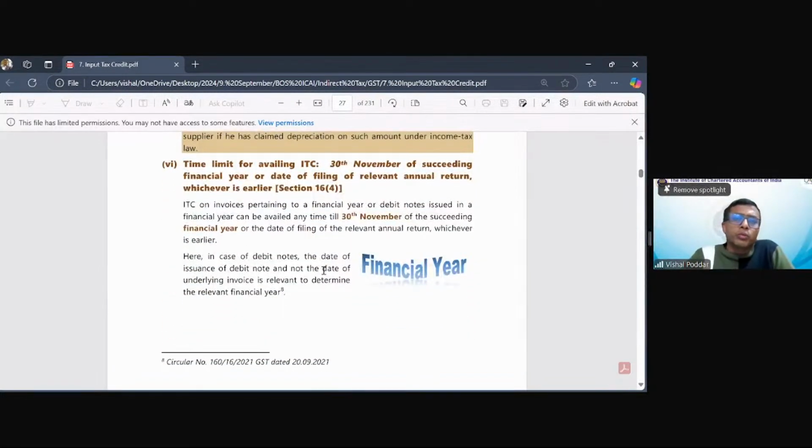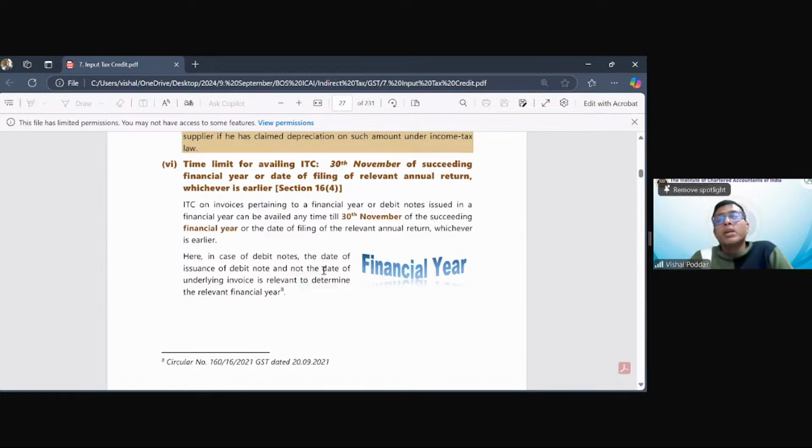Then comes the most crucial condition in all of these, that is the time limit. All the above conditions make me eligible to take ITC. Section 16(2) says I should take ITC. But if I do not take the ITC, that is, I forget to show it in my 3B, it is not added to my credit ledger, that is, I have not taken or availed the ITC, then the law will not help me. The law is saying, I have given you the eligibility to take the ITC. Now it is up to you whether to take it or not. If you don't take it, I am not going to help you any further.